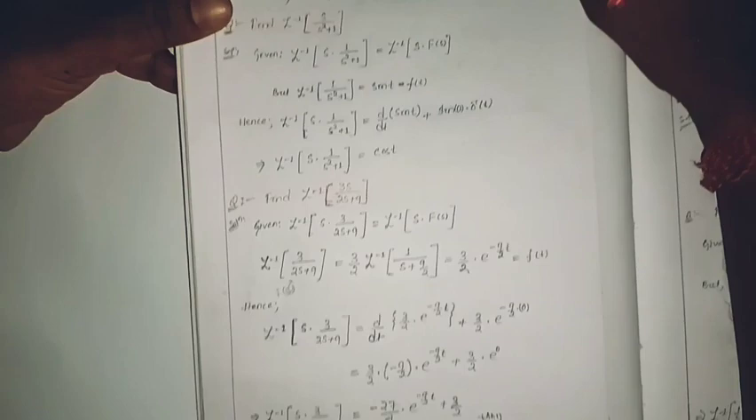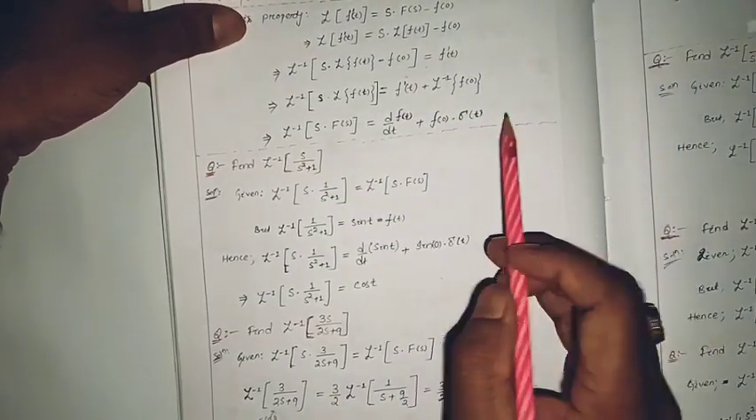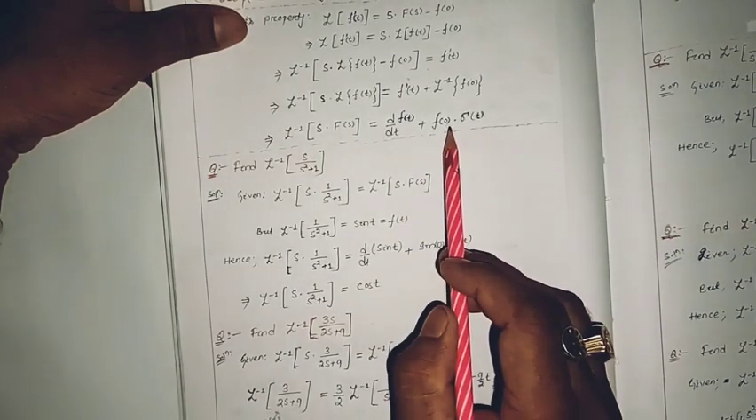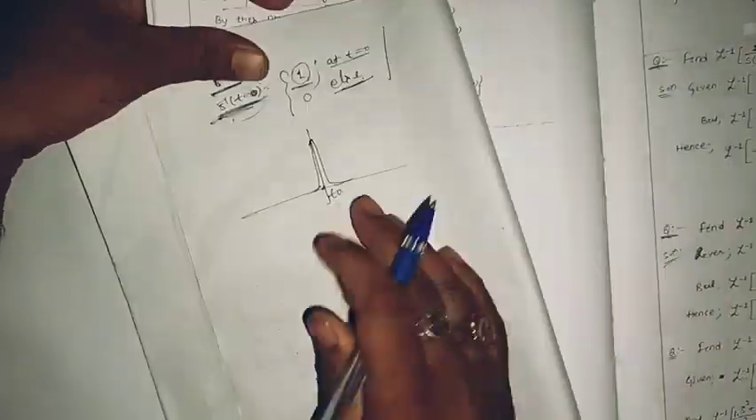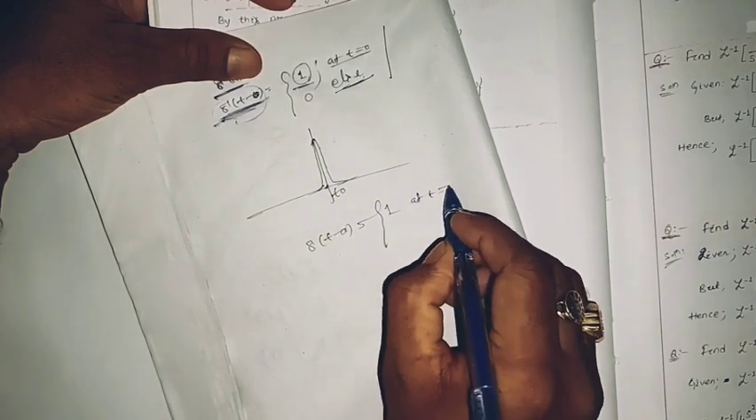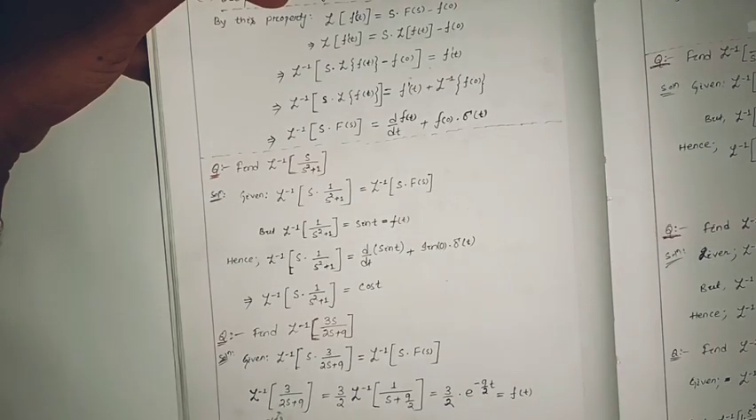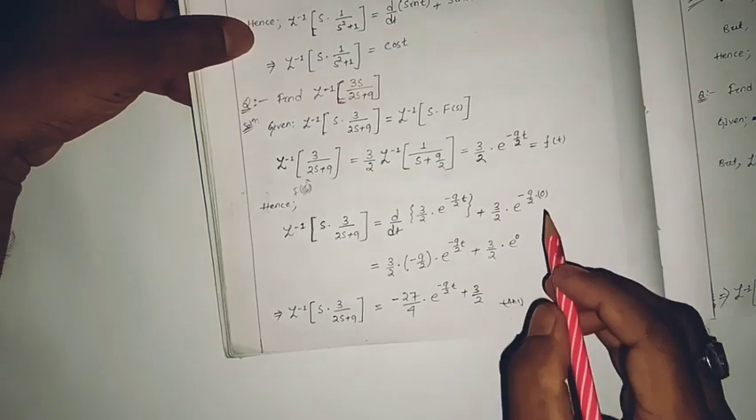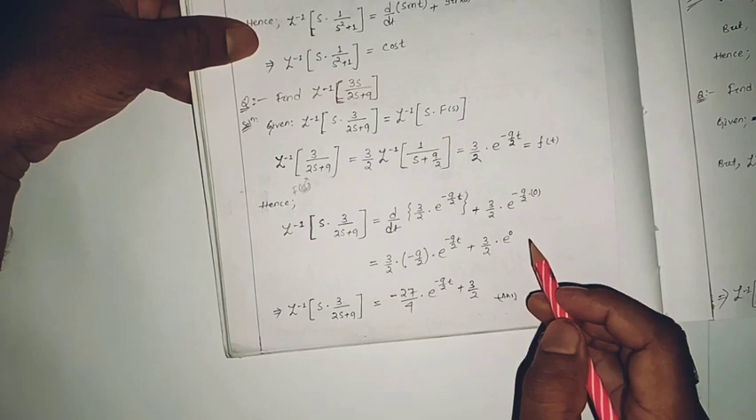And delta t, I told that some books write it and some books do not, because we know that the delta t value will be 1 at 0. If delta t minus a is written, its value will be 1 at t equal to a, 0 elsewhere. But if delta t has been written, the delta t value will be 1 when t equal to 0. So here delta t will be 1. So e to the power 0 will be 1.